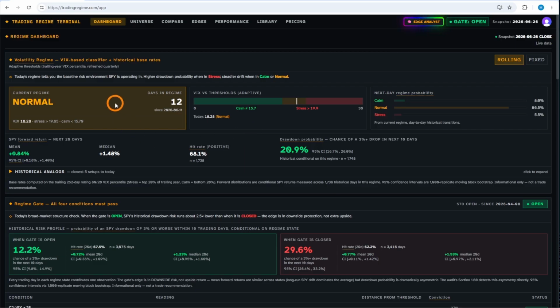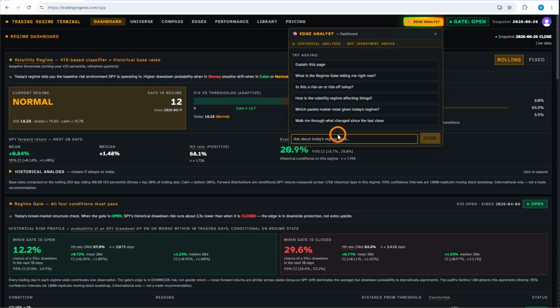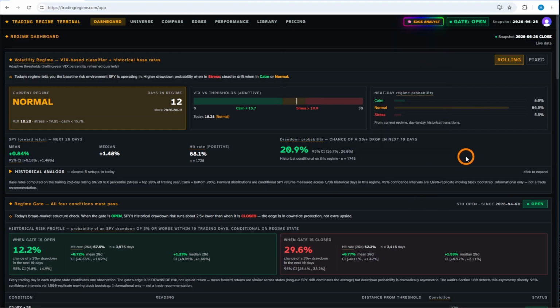So, right now we're in a normal regime gate, and that's basically for volatility. I want to make that clear. Volatility, VIX-based classifier, historical base rates. And again, if you want more explanation, just ask your question in here, hit send, and it'll tell you exactly what you need to know if you have any questions.